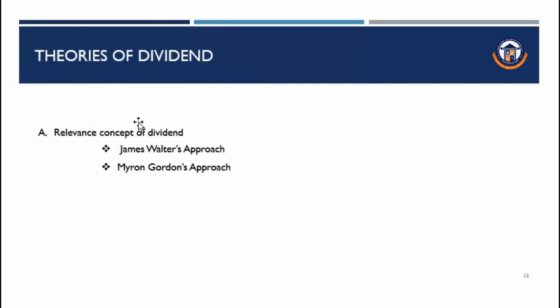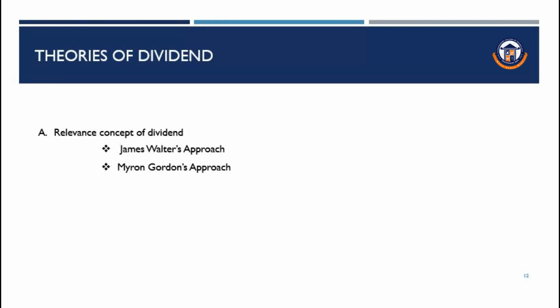The theories of dividend policy: the first one is the Walter model, the second one is the Gordon model. The Walter model was developed on the relevance concept of dividend and strongly supports that the dividend policy of a firm almost always affects the value of the firm. The Walter model formula is D plus R divided by E minus D. This is the formula for the Walter model.